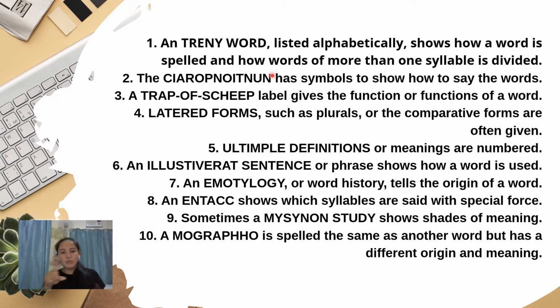So, yung jumbled word mo dyan is the word "entry" jumbled. Okay? So, if I'm about to answer that, I'm gonna give it to you as a bonus point. That is an entry word. Okay? Entry word as part of the dictionary, at yun yung definition niya. It shows how a word is spelled and how words of more than one syllable are divided. Okay?